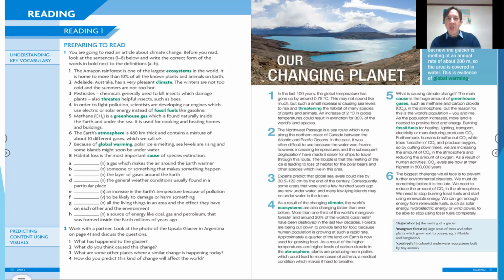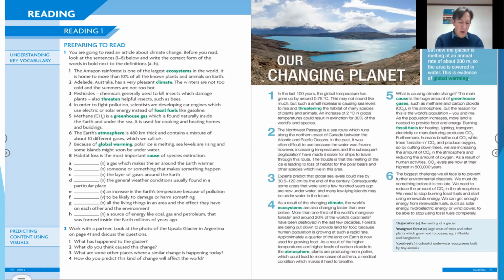So A. Now these are definitions. They're not sentences with the words. They are definitions. Do you remember that word, definition? It means the meaning of a word. So A, a gas which makes the air around the earth warmer. That is greenhouse gas.